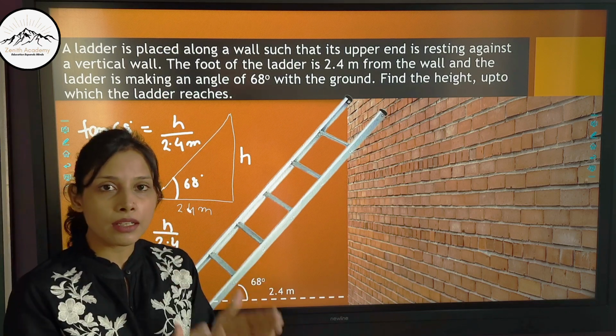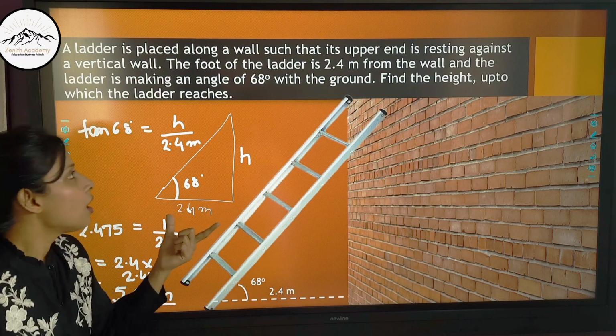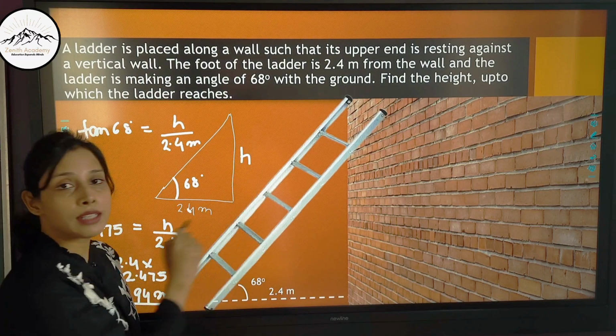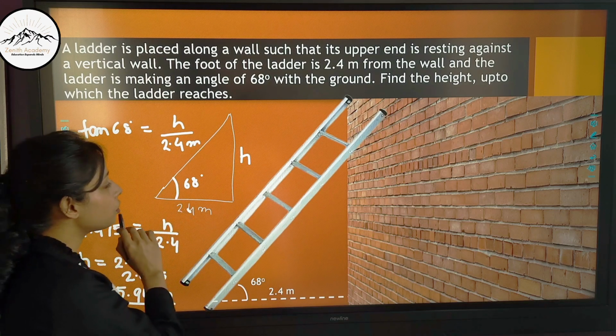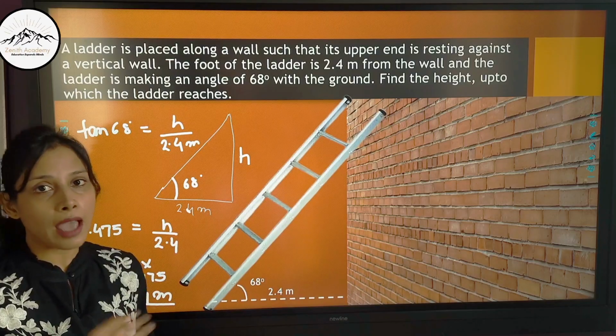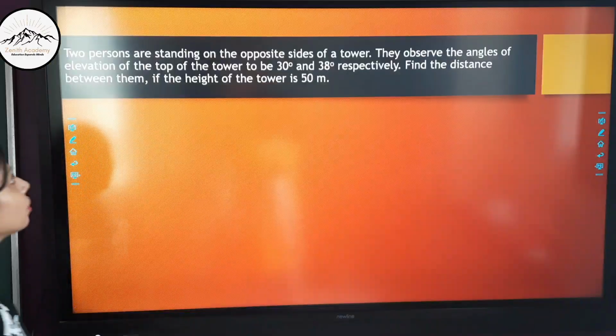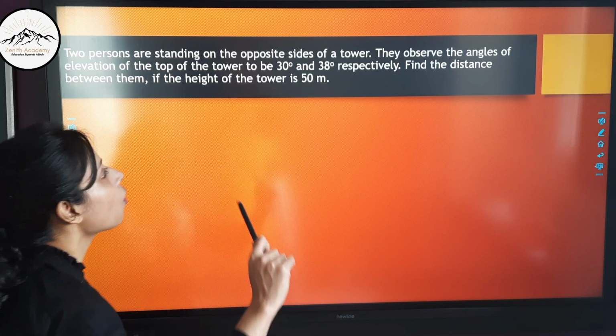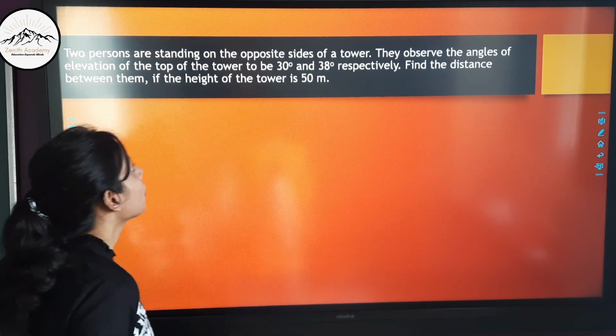We first need to draw this diagram. What is most important is drawing the right diagram. Unless we draw a right diagram, we will not be able to find the correct side or the correct angle. Okay. So our next question is, two persons are standing on the opposite sides of a tower.